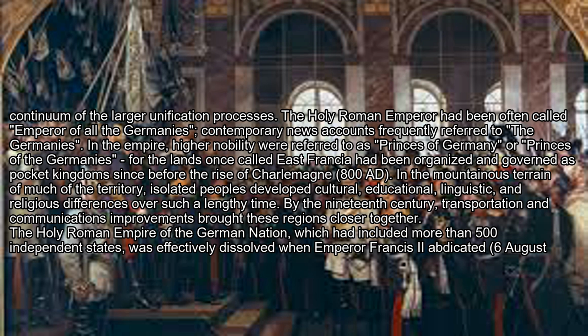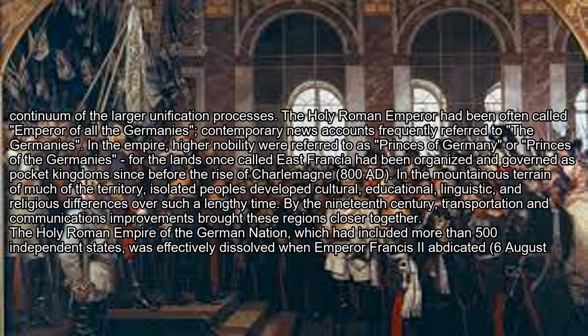The Holy Roman Emperor had often been called Emperor of all the Germanies. Contemporary news accounts frequently refer to the Germanies in the empire. Higher nobility were referred to as princes of Germany or princes of the Germanies, for the lands once called East Francia had been organized and governed as pocket kingdoms since before the rise of Charlemagne in 800 AD. In the mountainous terrain of much of the territory, isolated peoples developed cultural, educational, linguistic, and religious differences over such a lengthy time. By the 19th century, transportation and communications improvements brought these regions closer together.